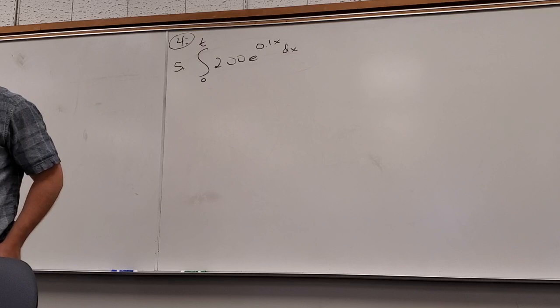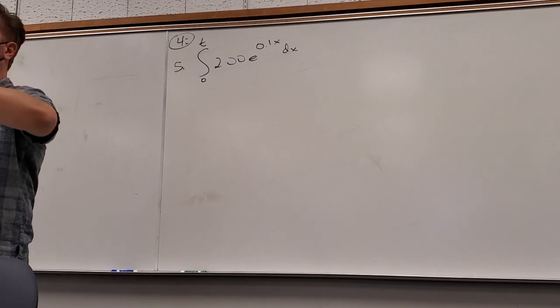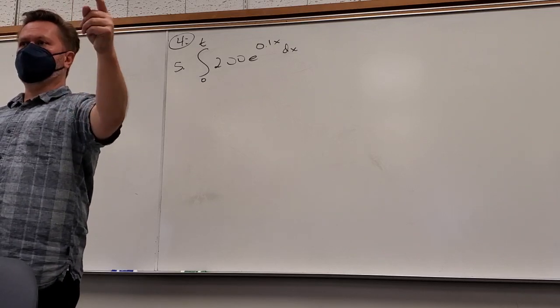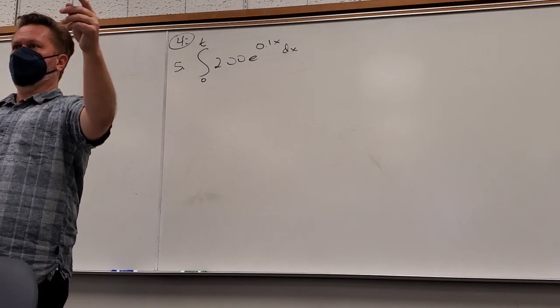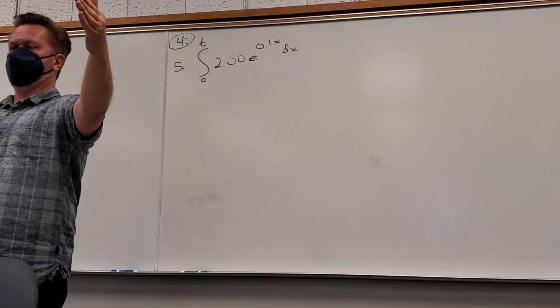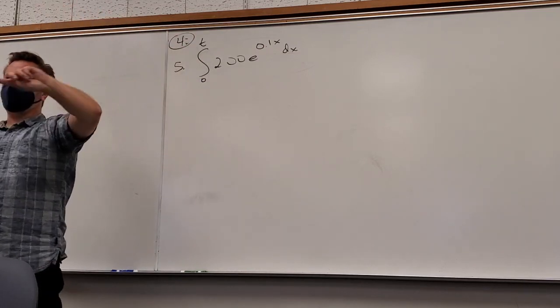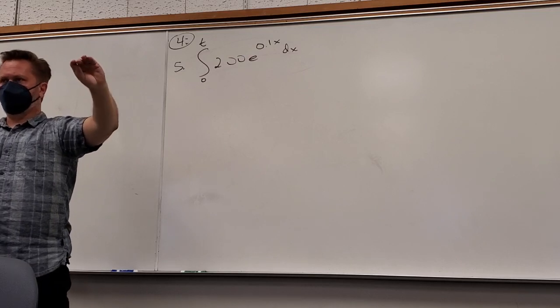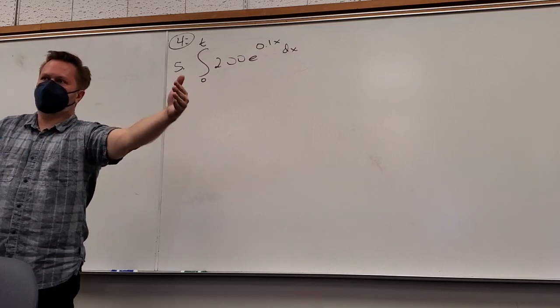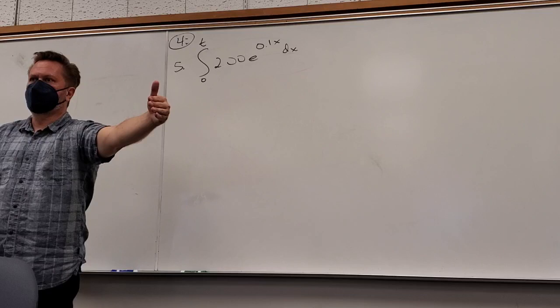Well, what's part A say? Find a formula for the total savings in the first t years. So I wanted the savings from what to what? From 0 to t. Yeah, I want to add up all my savings from when it starts up to some position t. I love it.